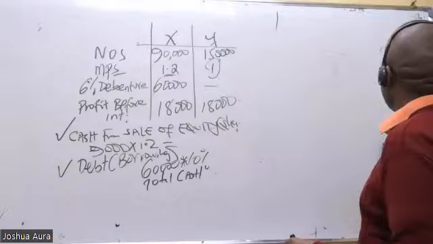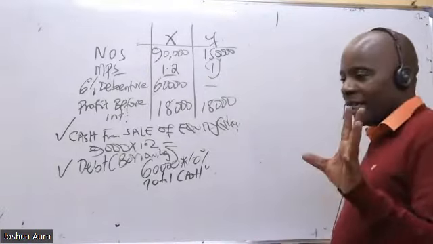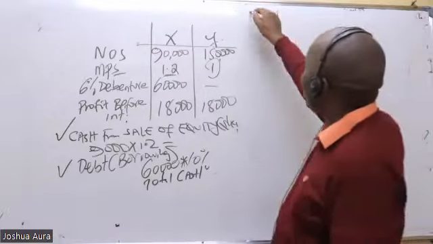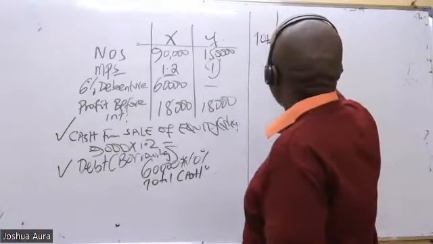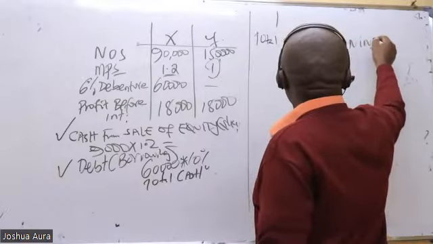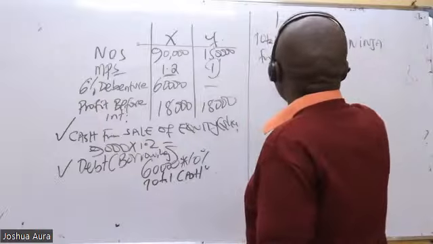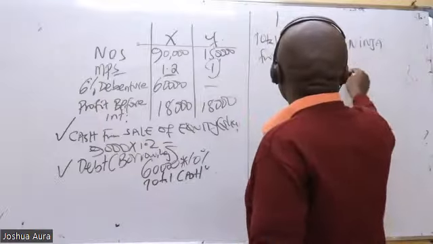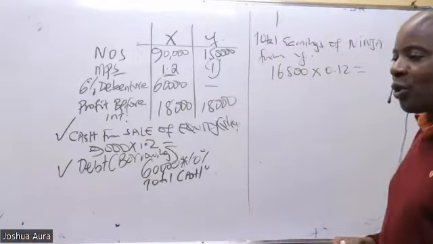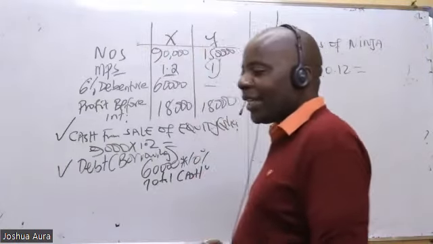You have forgotten earnings per share. So total earnings, allow me to call him a ninja, but don't use that word in an exam room. So in this case, total earnings of ninja from Y will be 16,800 times the earnings per share, which was 0.12. Was it 0.12 or 1 point? Yeah, 0.12, which Mary is giving us as 2016.